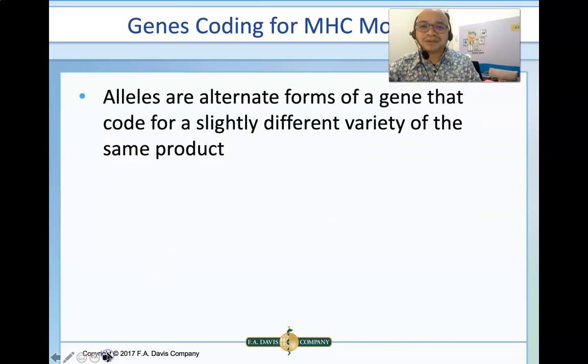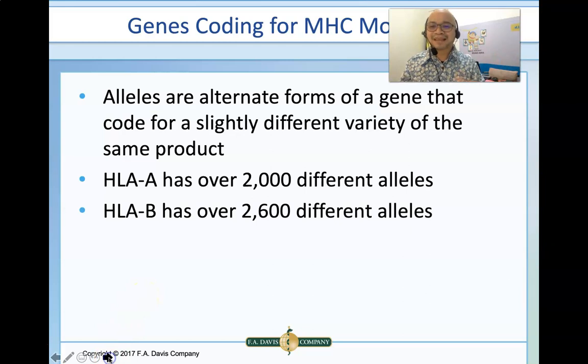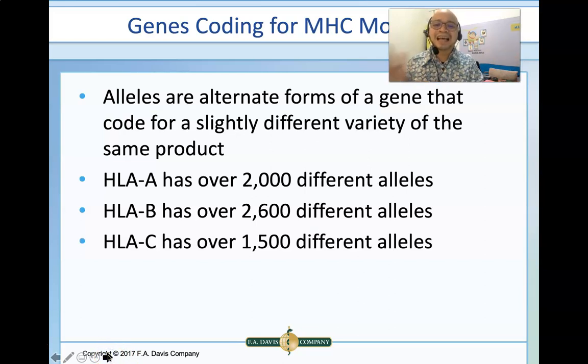Okay, so alleles are alternate forms. If you remember cytogenetics, alleles are alternate forms of a gene that code for a slightly different variety of the same product. HLA-A has over 2,000 different alleles. HLA-B has over 2,600 different alleles. C has over 1,500 different alleles.